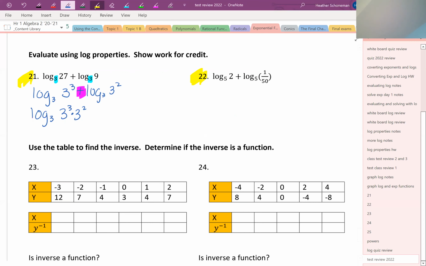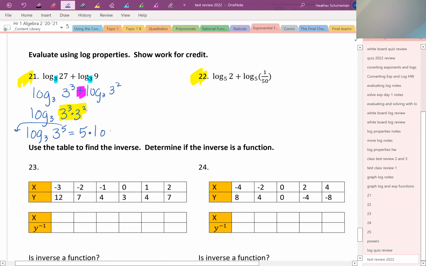Now, what I want to focus on right now is only this part for a second. I am multiplying two things together with the same base. And when I do that, I'm adding my exponent. So this is going to be log base 3 to the 5th, because I added this 3 and 2 right here. Now to finish it, I'm going to move the 5 out front. So I have 5 times log base 3 of 3.